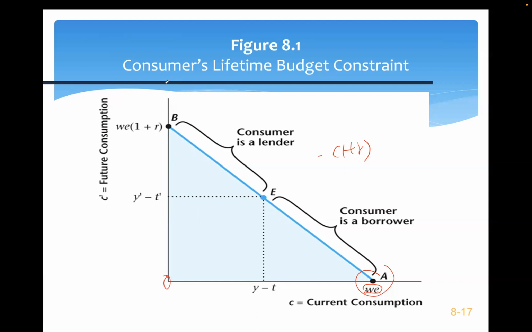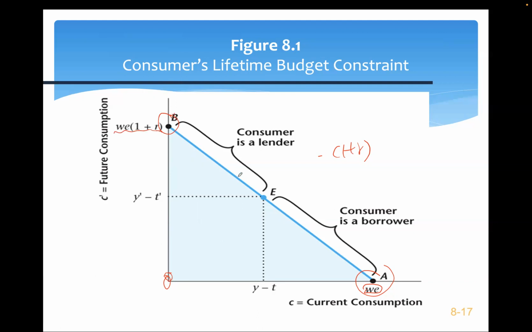Now, the vertical line or y-axis intercept is going to be 0 and W E times (1 + R). And now here we go to the opposite. You give up today's consumption, and then you wait for the future to come and consume everything you can. So that's going to be different, right? This is what you can consume if you postpone all of your consumption.